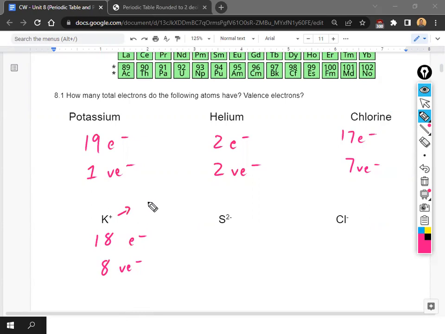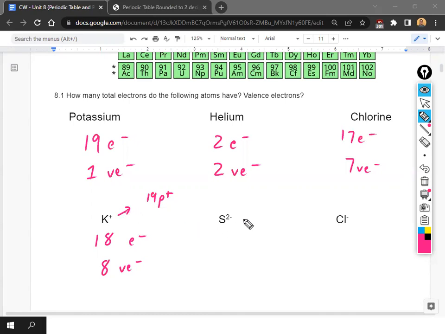Yeah, so regular potassium has 19 protons, right? And so regular potassium has 19 electrons, but if it has a +1 charge, it means it lost 1 electron. So it'd be 18 electrons. 8 valence because that's the electrons in the outermost shell. K+ loses the 4th shell, and it has only 3 shells, and the third shell is filled up. Yeah, these are good questions.